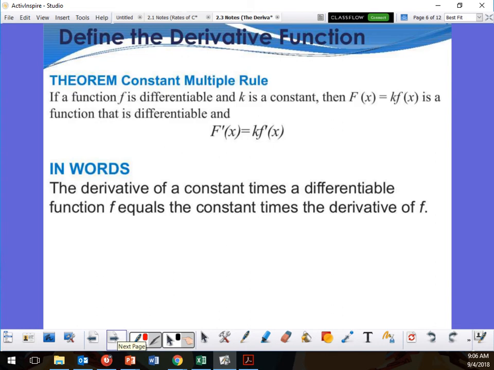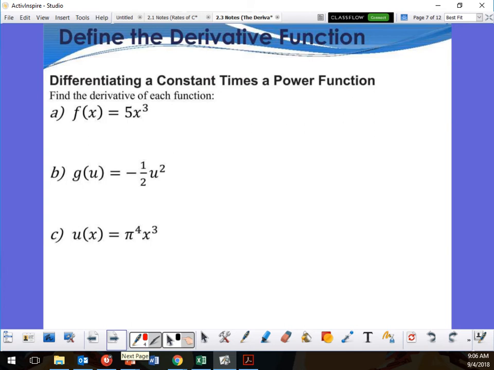All right, so now for this one, same thing. If there is a constant number in front of it, it's just going to be the constant times whatever I get from the derivative. So this one right here for a, take that n out front, right? So this is going to be 3 times 5 is 15x to the second, and my notation is f prime of x.